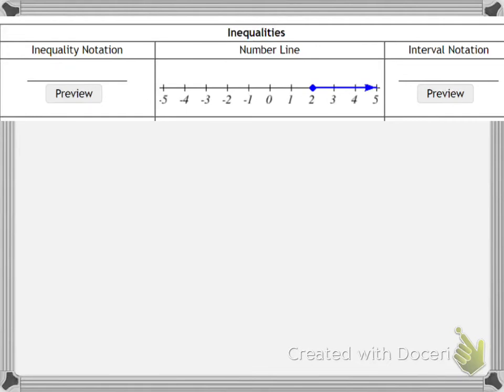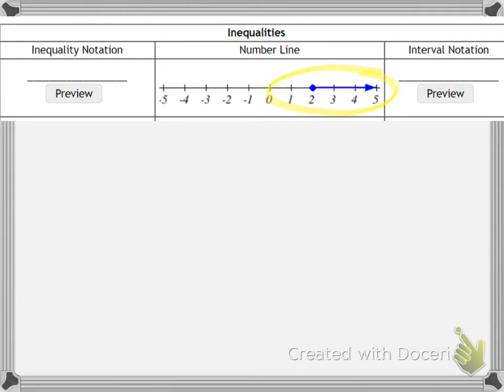Okay, let's take a look at the shaded part of this number line. And from looking at the shaded part of the number line, we will be able to write the inequality notation and also the interval notation. So as I look at the blue shaded part of this number line, I see that the shaded part starts at the number 2. And then the shading extends all the way to the right.